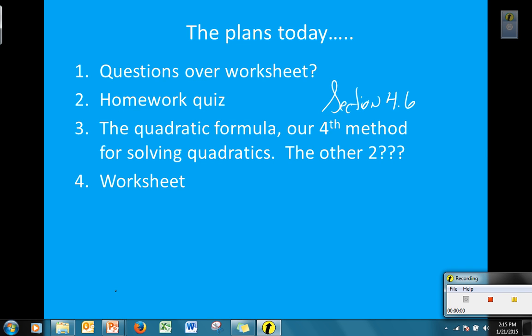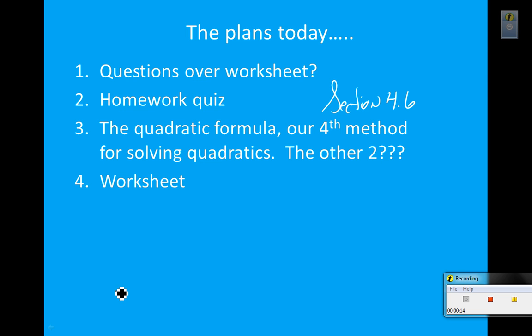Well, hello everybody. What I need to do is show you what you missed last time when we did the quadratic formula. What we did 2 times ago was completing the square. And today what I've got to do is show you a method that we can use to solve any quadratic equation called the quadratic formula.